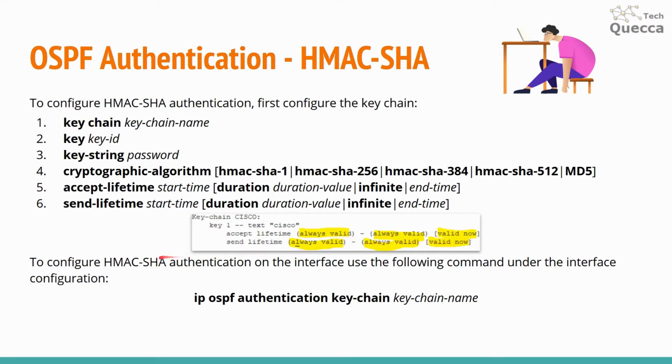To configure HMAC-SHA authentication on the interface, use the following command under the interface configuration: IP OSPF authentication keychain name. These commands I will use in my configuration example.